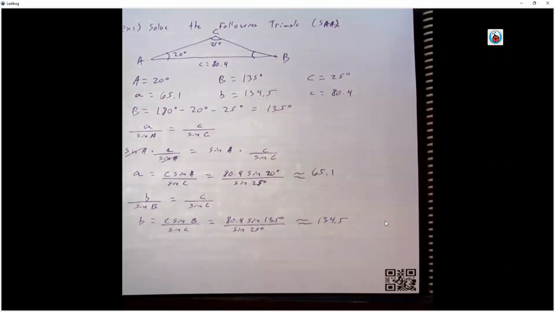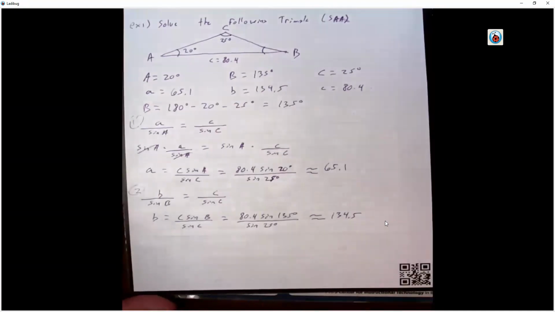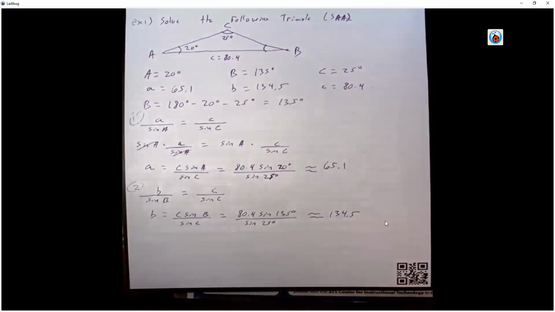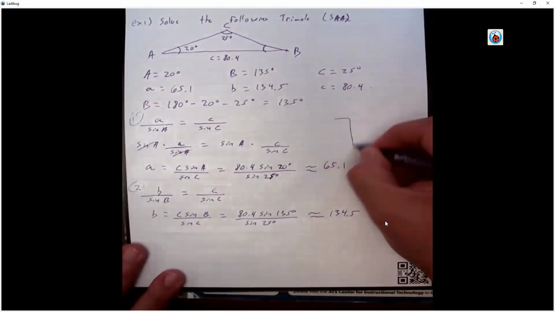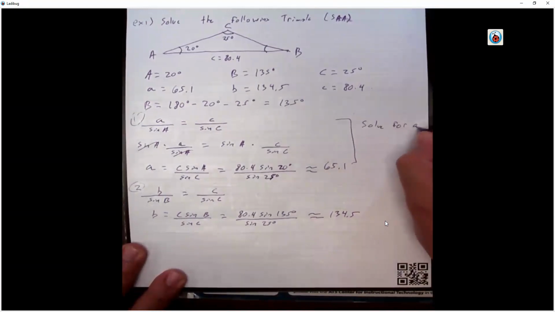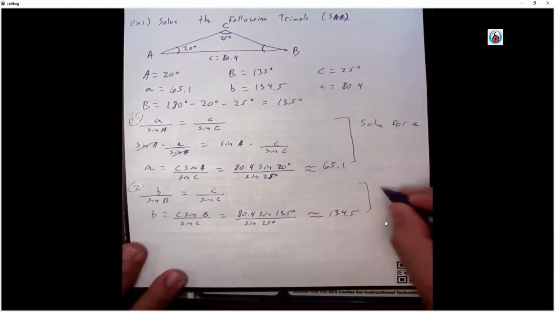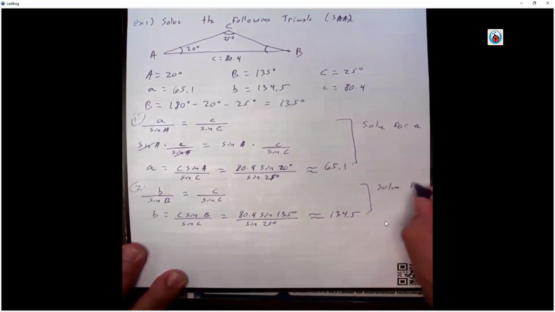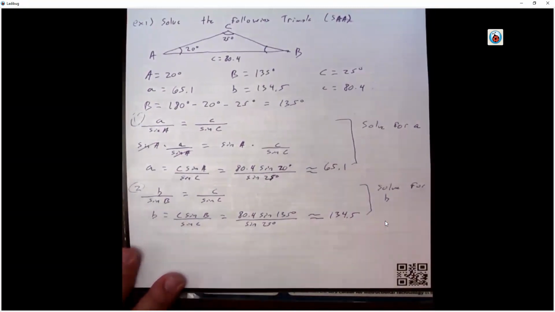Any questions on this step here or this one? So here I'm solving for a, here I solve for b.